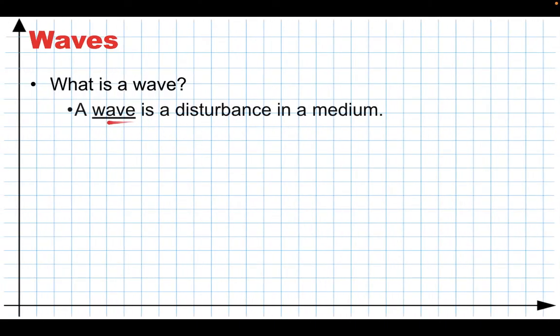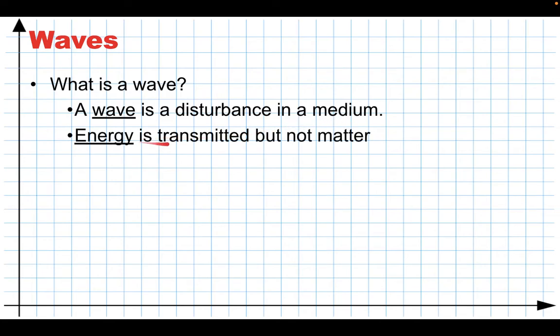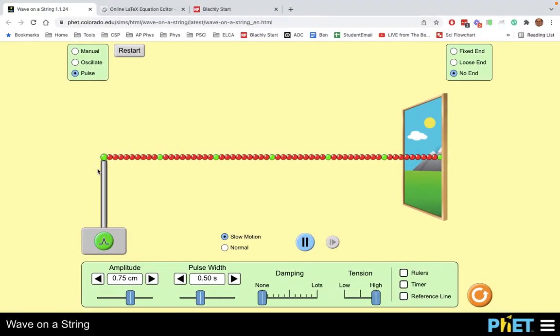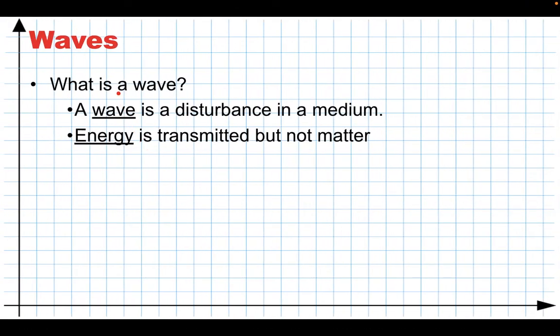So a wave is a disturbance in a medium. What is transmitted is energy, not matter. So if you go back to here, you look at this little mass right here. After I send a wave, that mass is still right there. The mass was not transferred. The energy propagated down the spring, but the matter stayed where it was. So a wave is a transfer of energy, but not matter.